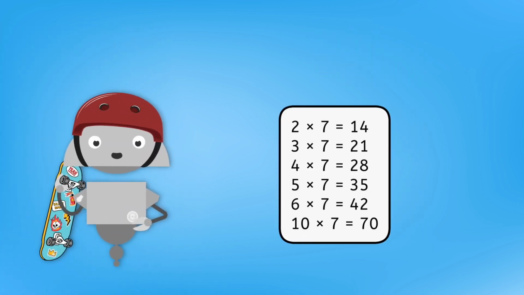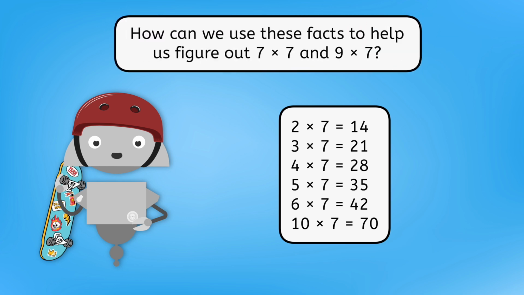Oh, interesting. Evan says we can actually use some of these answers to help us with the facts we don't know yet. But how does that work? Do you think of any way the facts we've already learned can help us figure out 7 times 7 and 9 times 7? Pause here and record your thinking in your guided notes.